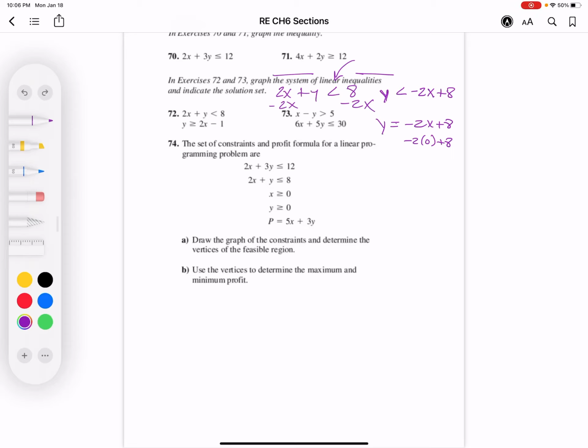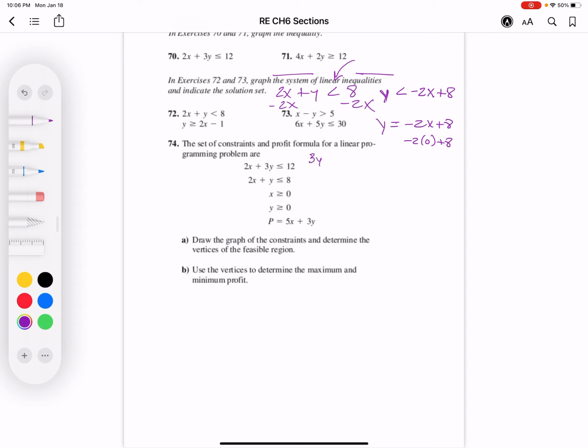Question number 74 is giving us an example of a linear programming problem, and it's showing us our constraints. It wants us to draw the graph of the constraints and determine the vertices of the feasible region. So we're going to treat this like any other system of inequalities, and let's go ahead and rewrite these in kind of a slope-intercept form.